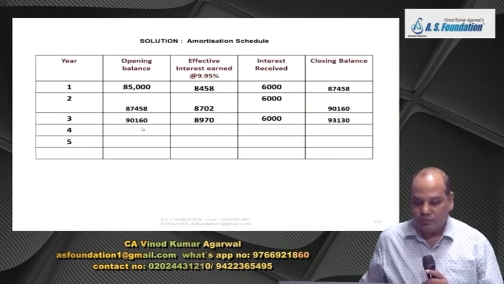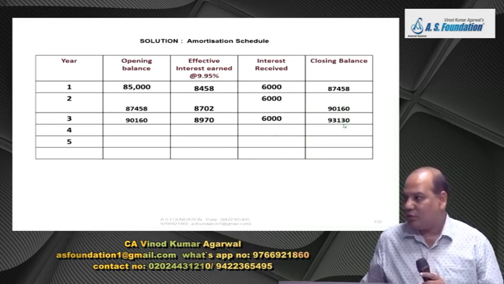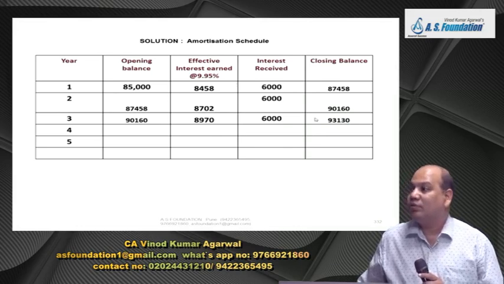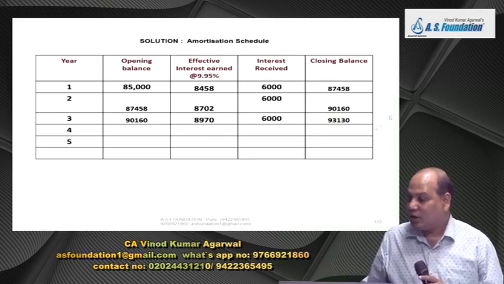Third year, 90160, 8970, 6,000, 93130. Check. Is it right? Don't get tired. Still miles to go.